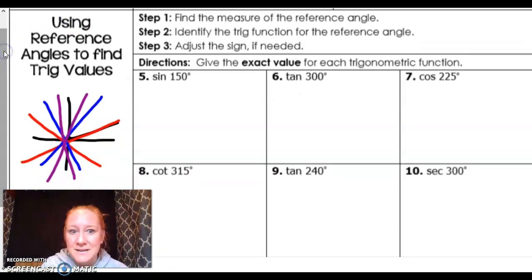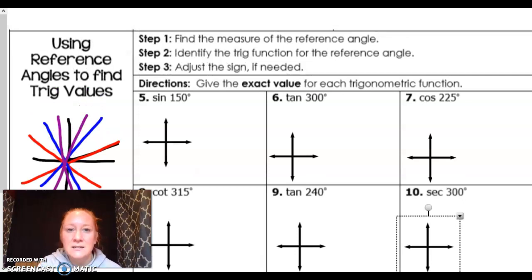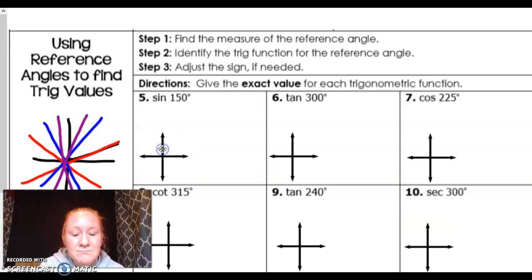Every time I do one of these, I'm going to draw a picture, and as I draw this, it's going to help me. I'm always going to start by drawing a little T, which is really my unit circle. It doesn't have the circle on there, but basically it gives me my quadrants, right? Then I'm going to think 150.